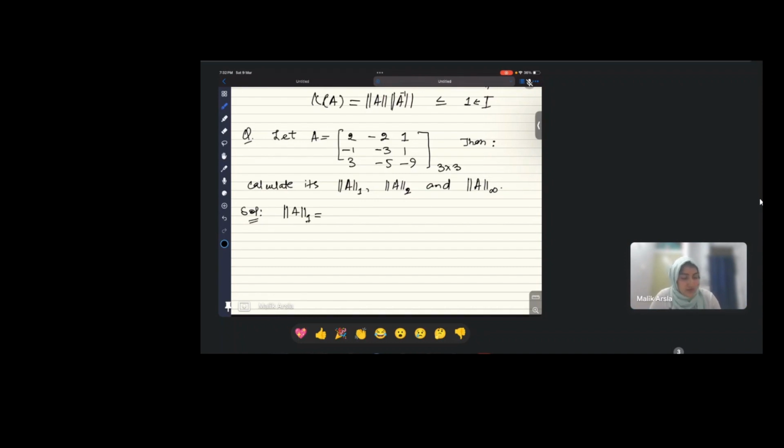One norm is simply what? The maximum of the absolute column sum, the absolute values of the entries of the column we are taking. So you can see it's 2 plus 1 plus 3, that is 6. It is 5 plus 3 plus 2, that is 10, and it's 9 plus 1 plus 1, that is 11. So the column sum of the third column is the maximum. So that is the one norm.